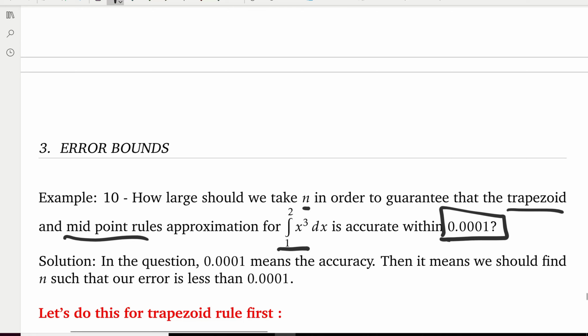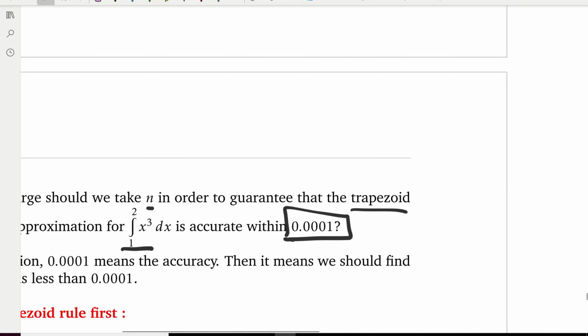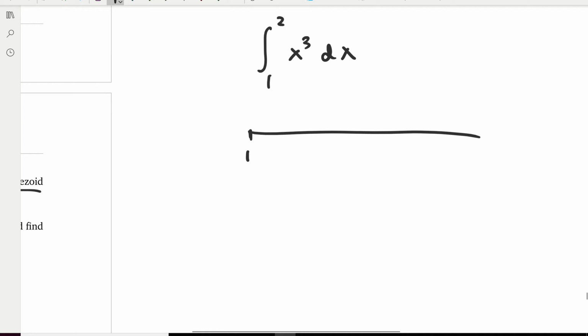Okay, all right, so what's the meaning of this question? Let's try to understand that first. Now you have the integral of x cube. Now you want to approximate this. Okay, so the integral is going from 1 to 2, right? You're integrating from 1 to 2.